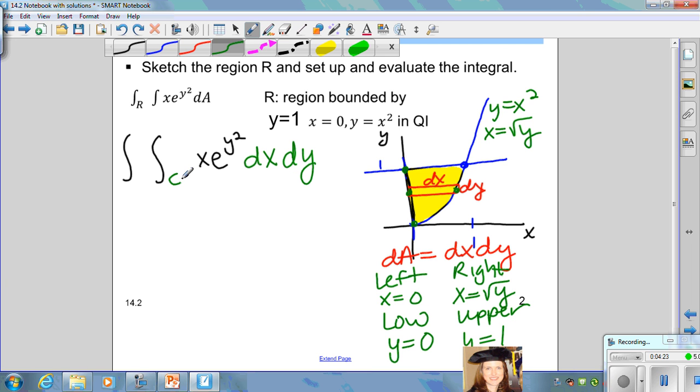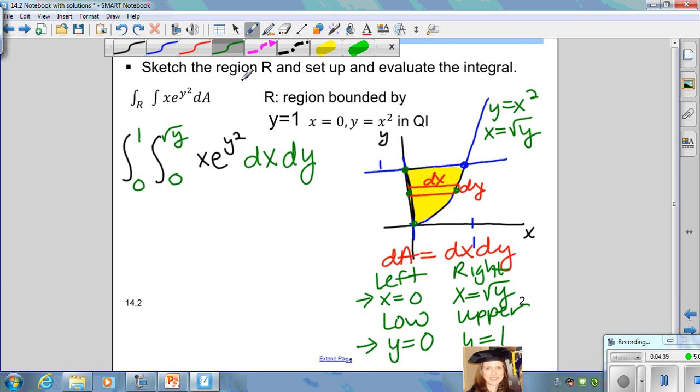So x equals 0, your lower bound, to x equals square root of y. Again, I'm looking right here to determine the inside bounds. And then these are going to be your outside bounds for y. So the y would go from 0 to 1.